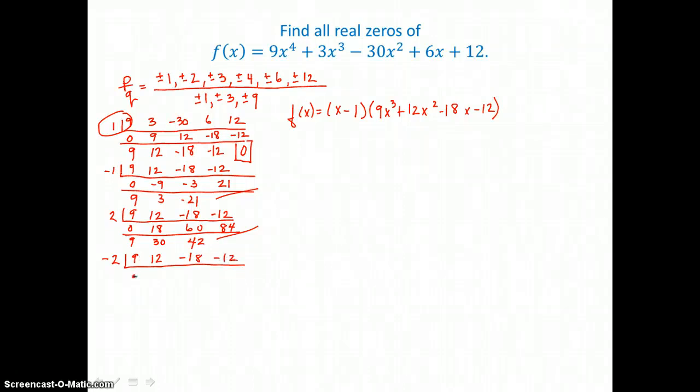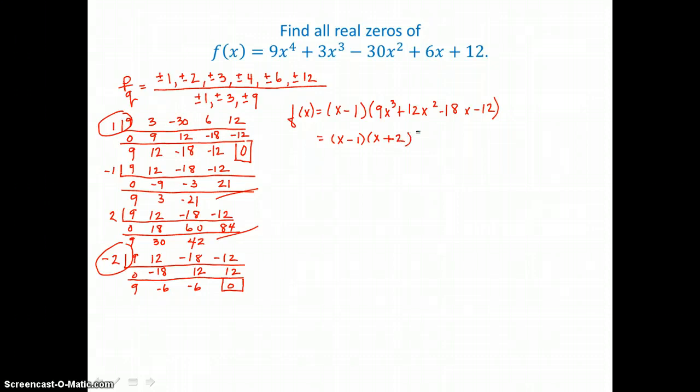Put down a 0 and add. Negative 2 times 9 is negative 18. When I add, I get negative 6. Negative 2 times negative 6 is positive 12. When I add, I get negative 6, and multiply. Negative 2 times negative 6 is positive 12. So here's my 0. I just found another 0 of this function, so I'll continue to factor. I've got x minus 1 now times x minus that 0 of negative 2. That's double negative, so I'll write this factor as x plus 2.